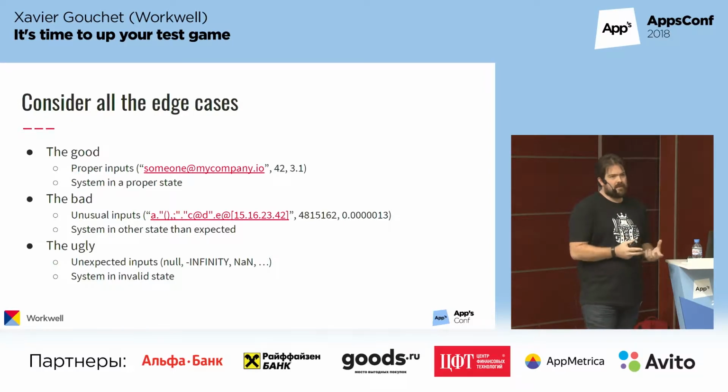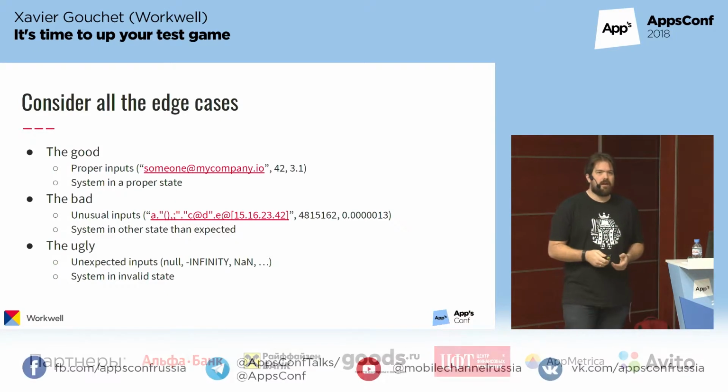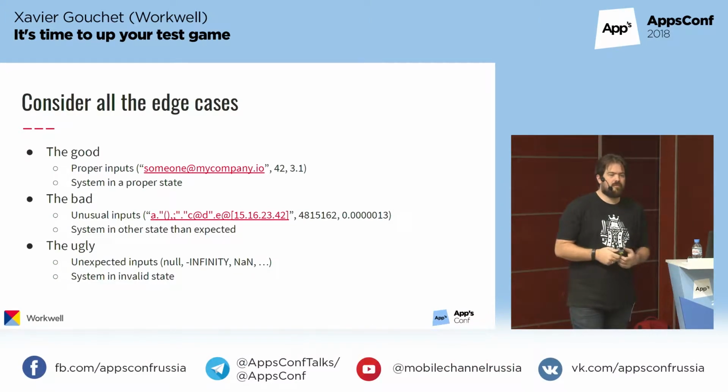Then you have the bad cases. It's any unusual input that's still valid. Like an email address that is still valid according to the email specification, but a lot of systems, if you type that in, are going to say this is not an email address. Well, still, it's valid. It's the same with numbers: very high numbers, or if you have floating point numbers, very, very tiny numbers.